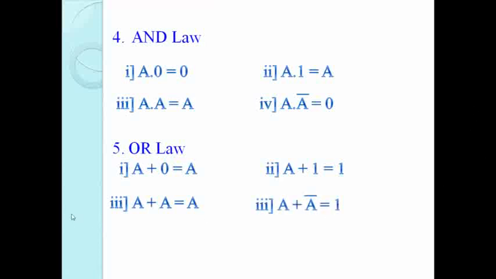Again, put the value of A equal to 0 or 1. In a digital system, only two values, 0 or 1. So A equal to 0 means 0 plus 0 equal to A. Put the value of A as 1, so 1 plus 0 is 1, meaning A. Whatever value we take as A, this will be the output.